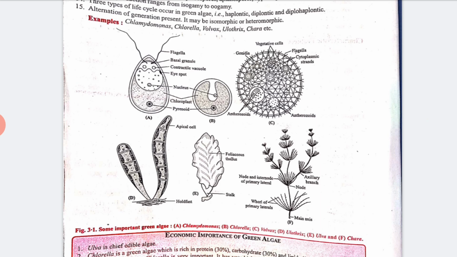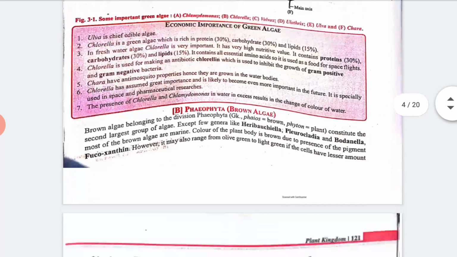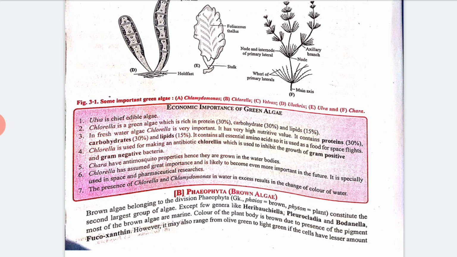Next we have Phaeophyta, that is brown algae. Let's talk about Phaeophyta. Brown algae belong to the division Phaeophyta. Phaios means brown and phyton means plant, and it constitutes the second largest group of algae. Except for a few genera, brown algae are marine, and the color of the plant body is brown due to the presence of the pigment fucoxanthin. However, it may also range from olive green to light green.